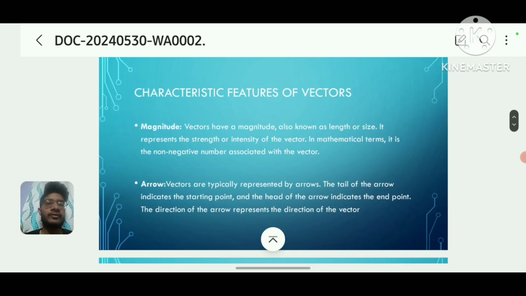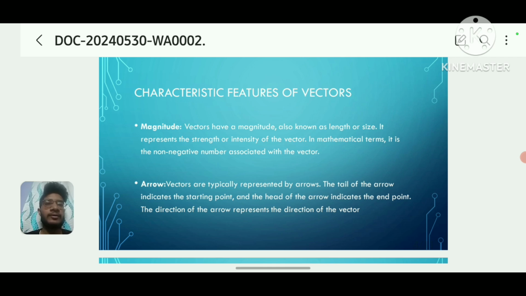The characteristic features of vectors: magnitude. Vectors have a magnitude, also known as length or size. It represents the strength or intensity of the vector. In mathematical terms, it is the non-negative number associated with the vector.